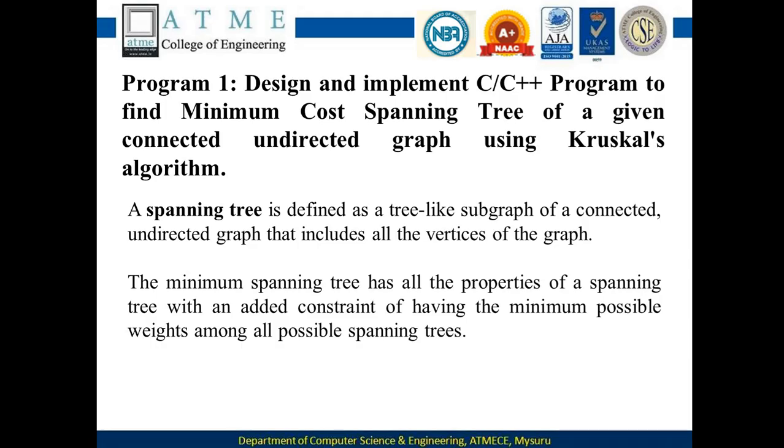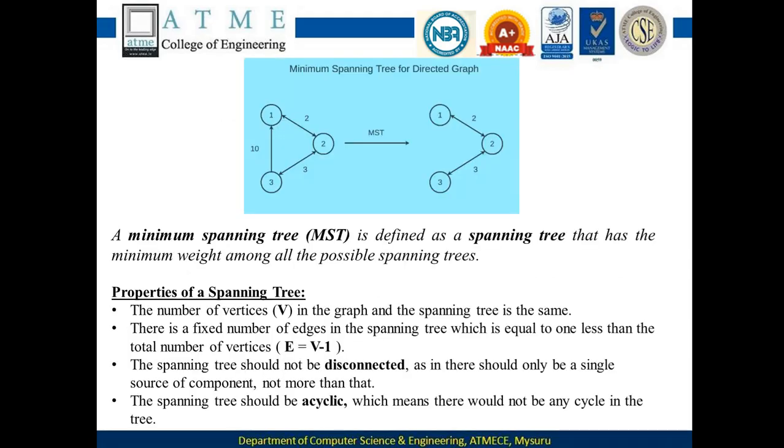The minimum spanning tree has all the properties of a spanning tree, with the added constraint of having the minimum possible weight among all the possible spanning trees. For a given graph, we can find n number of spanning trees. A minimum spanning tree is the one where the sum of all the weights of the edges is the minimum among all other spanning trees.